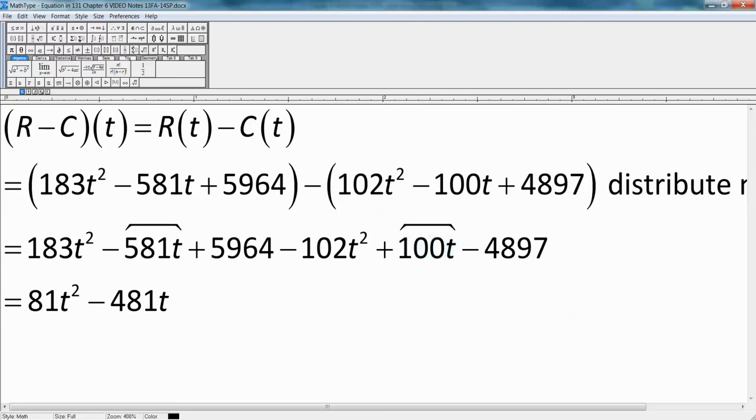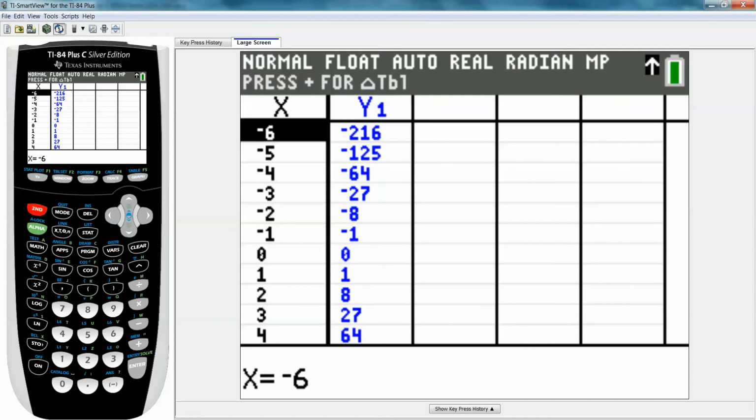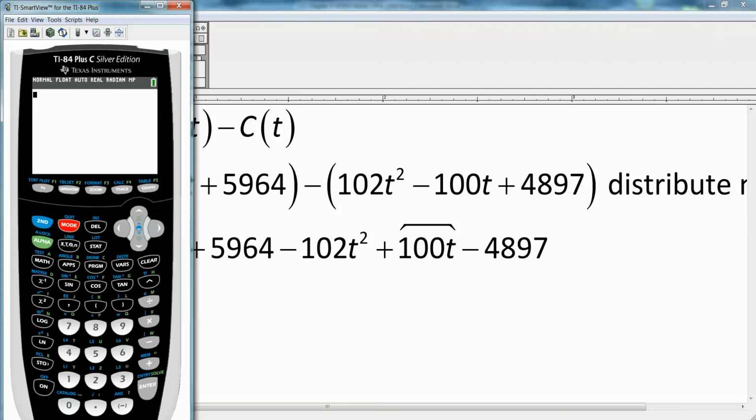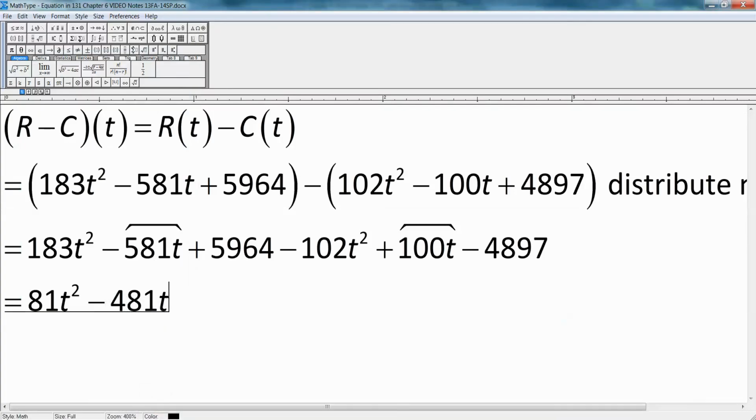Okay, and then we've got the two numbers, the 5964 and the 4897. I can't do that in my head, so let me quit. Okay, 5964 take away 4897. That's 977. So plus 977. There's our function. All done.